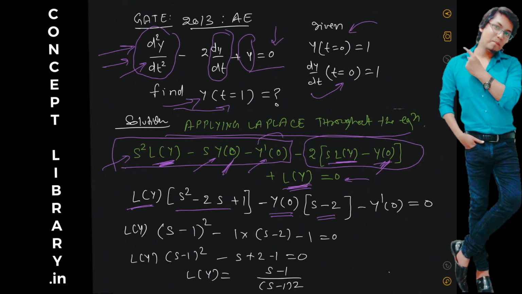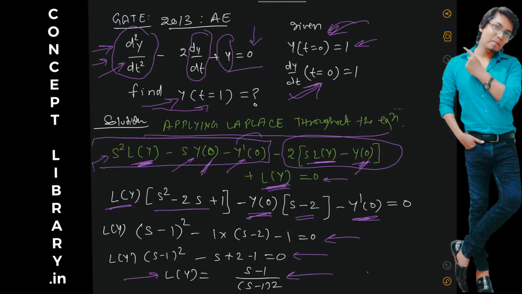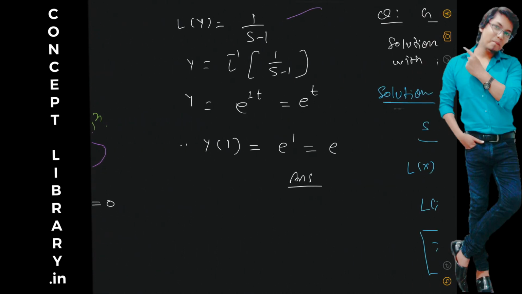Okay, so now substitute the given values. y0 is 1 and y dash 0 is also 1, so you keep here y0 as 1, y dash 0 is 1, so we are remaining with this equation. Now solve this equation and find out Ly, Laplace of y. We are getting s minus 1 by s minus 1 whole square. Then again solve, then Ly we are getting as 1 by s minus 1, then send L that side.